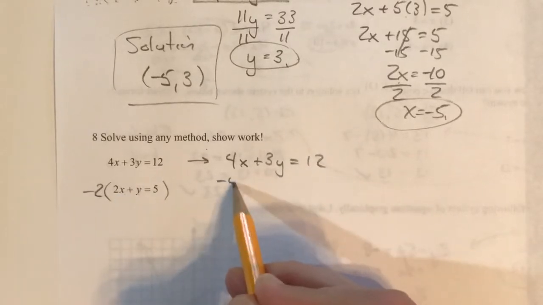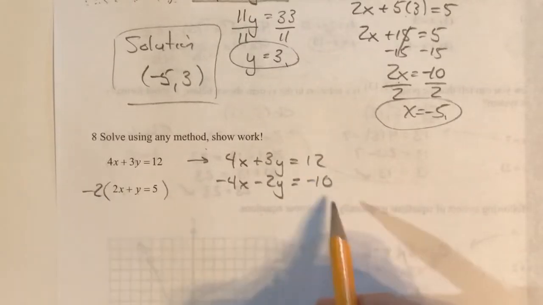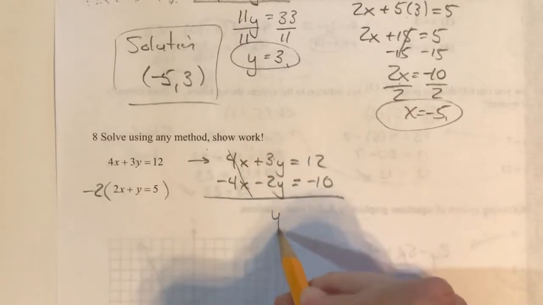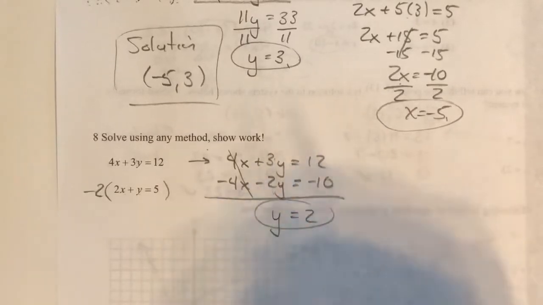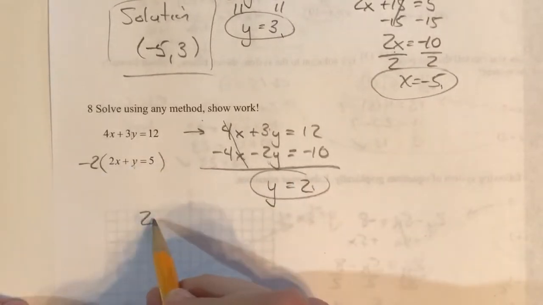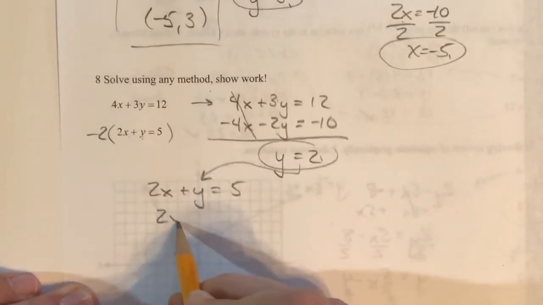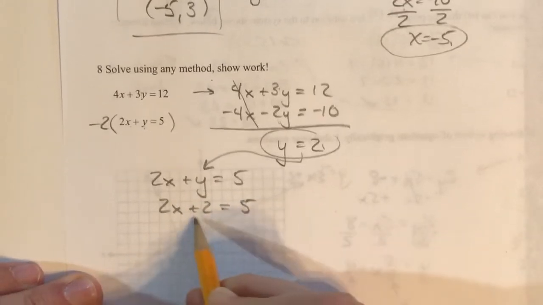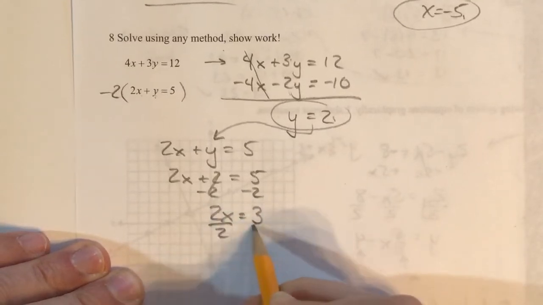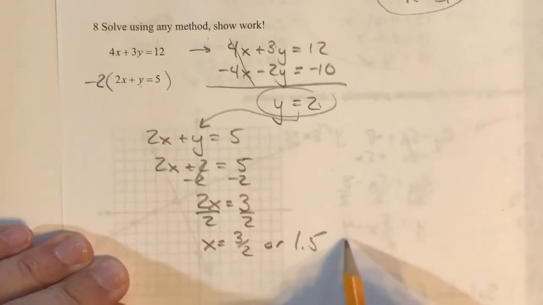Second equation, -4x, -2y, -10. Make sure you distribute all the way through. Okay, what happens? I'm eliminating x. I end up with 1y, or just y, and over here I get 2. I'm almost done. See how fast that is? I got y. Let's take this second equation. Plug the 2 in there. 2x plus 2 equals 5. Subtract 2. 2x equals 3. Divide by 2. x is 3/2 or 1.5. I don't care. Either one of those.